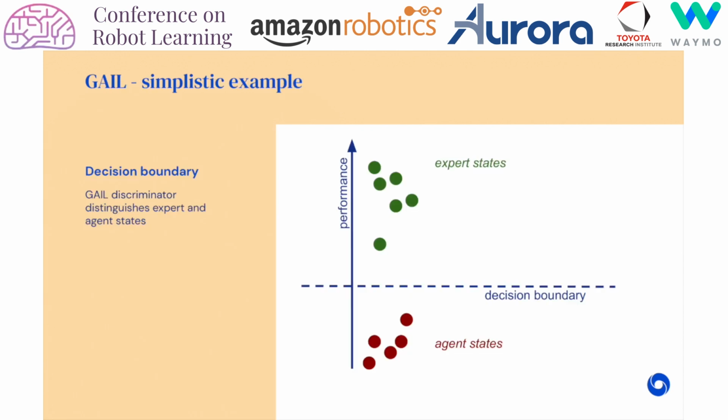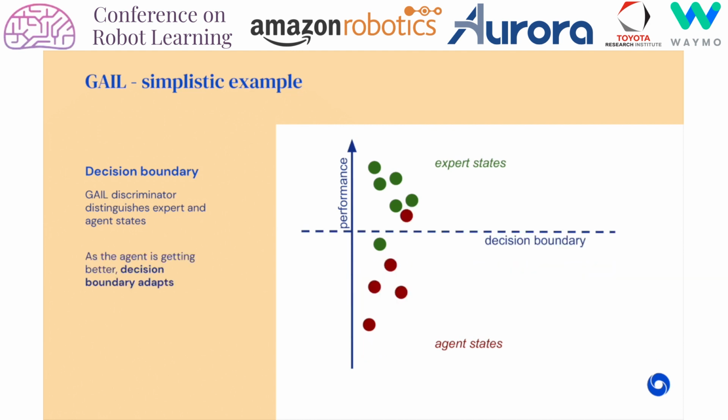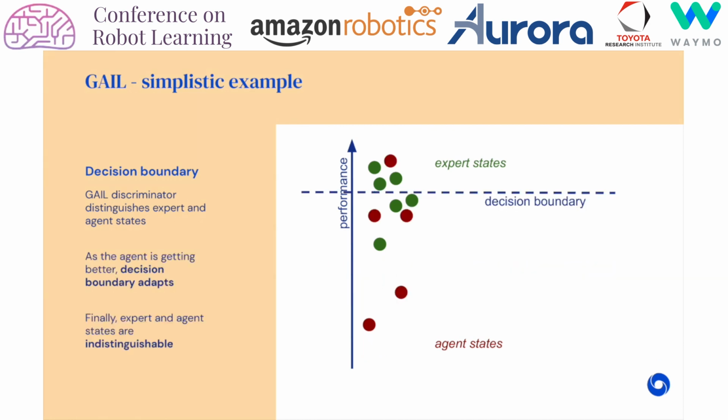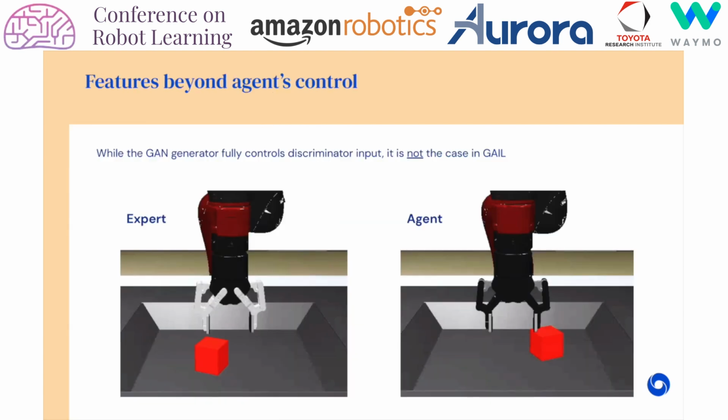Let me start with a very simplistic example. Here, in the beginning, it's very easy to discriminate based on the performance between expert states and agent states. However, as the agent is getting better and better, our decision boundary has to adapt. So it adapts, and finally, hopefully, there is no way to discriminate between expert states and agent states. That would mean that we've solved our task. However, in practice, it's not that simple.